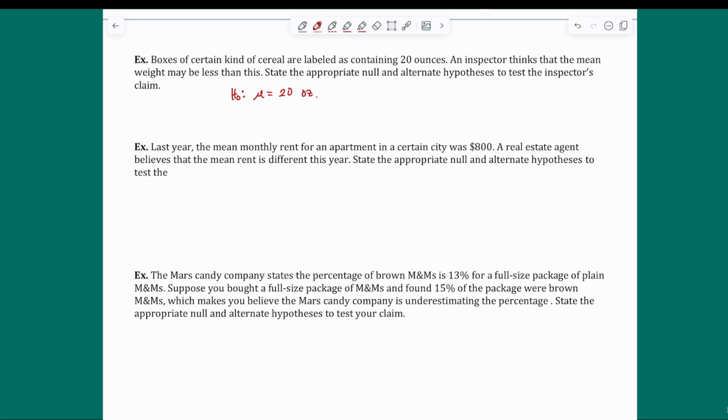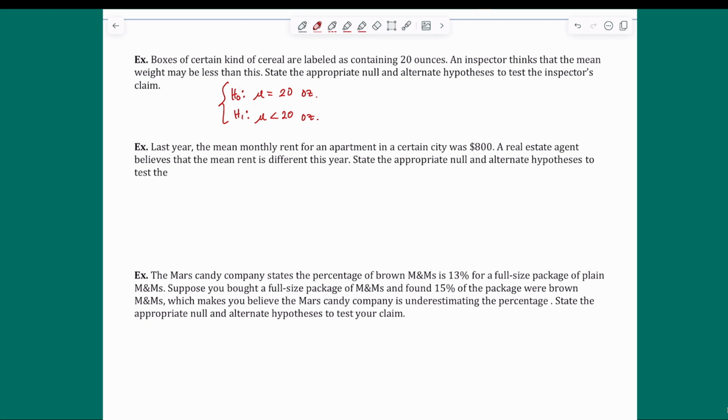Okay, but the inspector thinks the mean weight may be less than this. So that's the alternate hypothesis. And that means the mean, according to the inspector, feels that it's less than 20 ounces. And so those are the two competing hypotheses. They come in pair. And usually it's formulated from a claim. So the claim could be either the inspector's claim, which it is in this case, or maybe the company that owns the cereal.